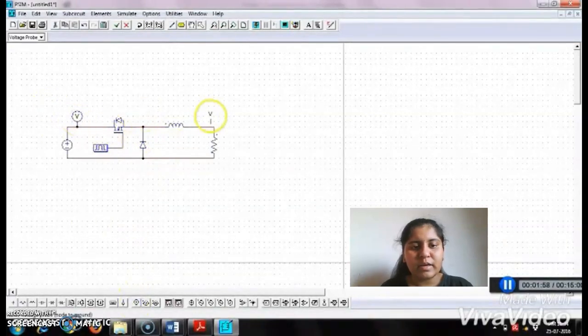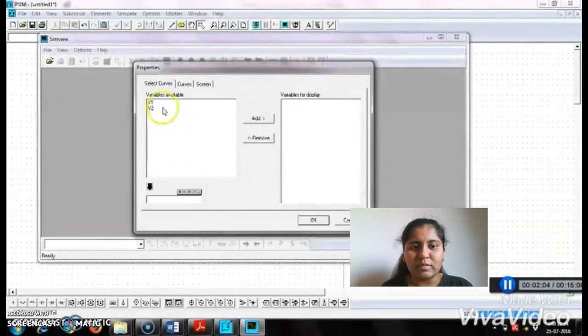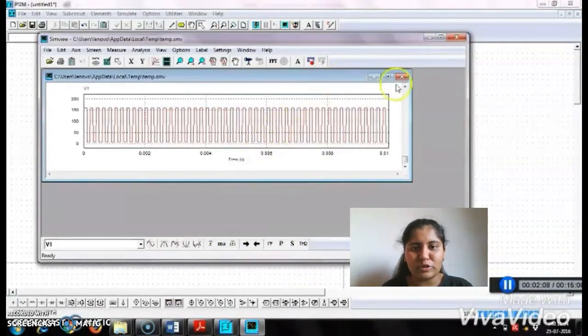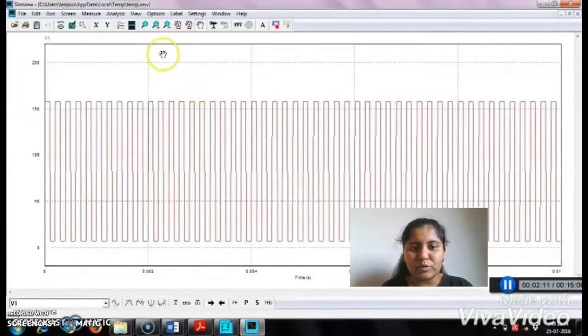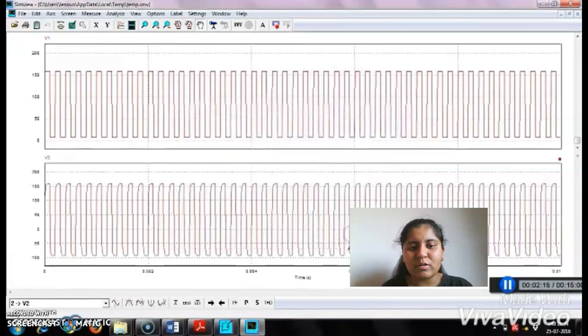Then I connect one voltage probe to it. Then run the simulation. First take V1 and see the simulation. Here it is a 50% duty cycle, but there are ripples. When we look at V2, it is in sine wave format, but there are ripples.